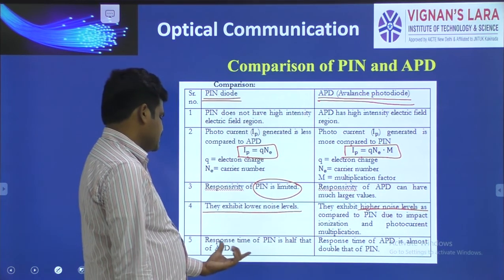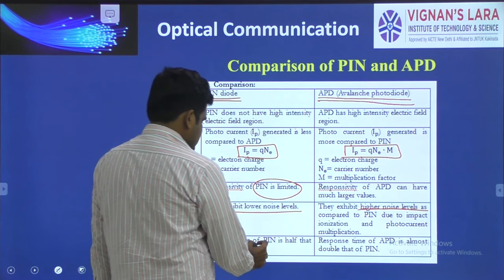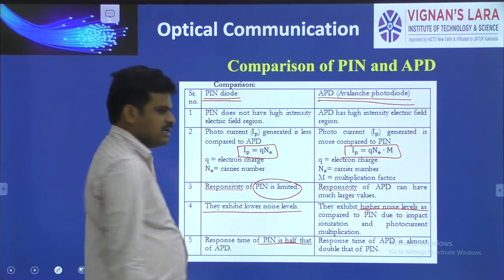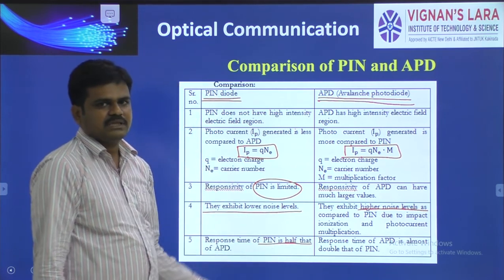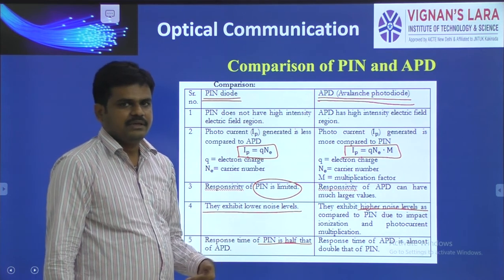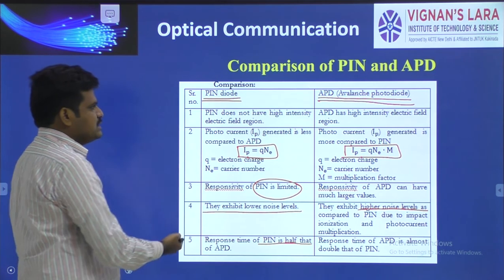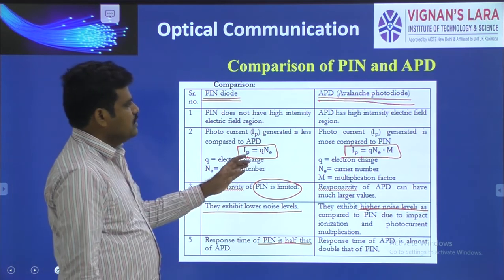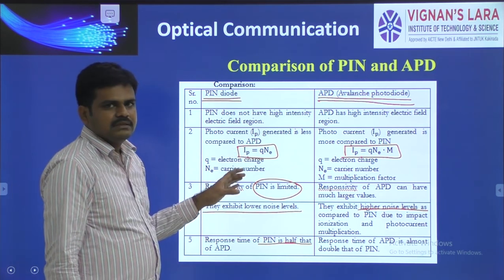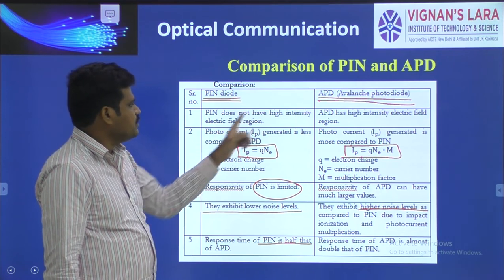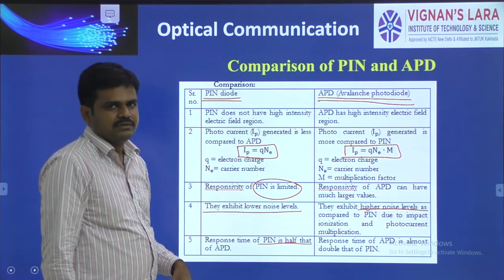Next one is response time. As I said, in the PIN diode, response time is half of the APD. So these are the five points that generally give the comparison between the PIN diode and the avalanche photodiode.